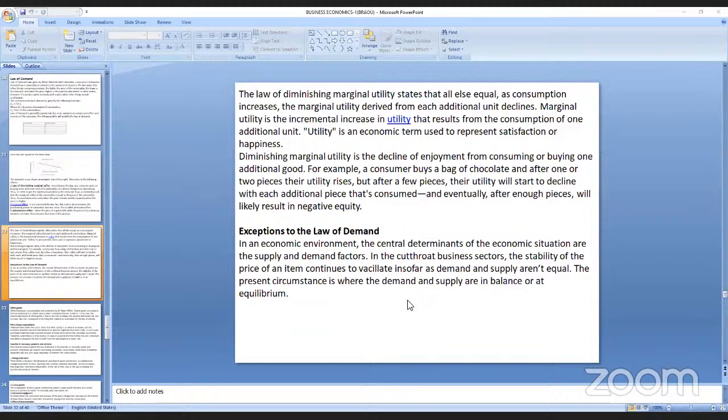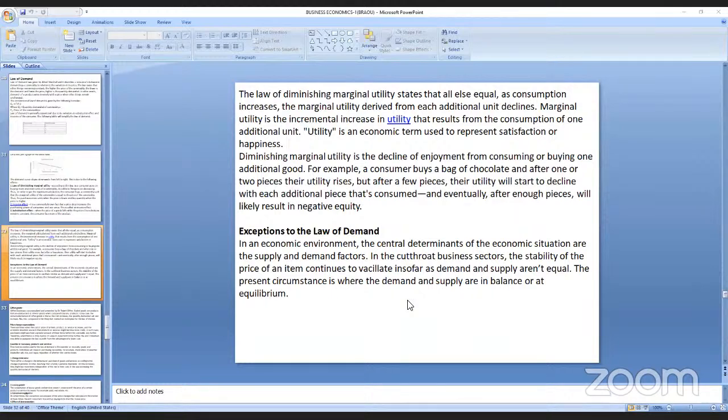The law of diminishing marginal utility states that, all else equal, as consumption increases, your satisfaction from each additional unit declines as you consume more and more. So here the marginal utility is the incremental increase in utility that results from consumption of one additional unit. Utility is an economic term used to represent satisfaction or happiness. Diminishing means the enjoyment of consuming or buying one additional good declines.